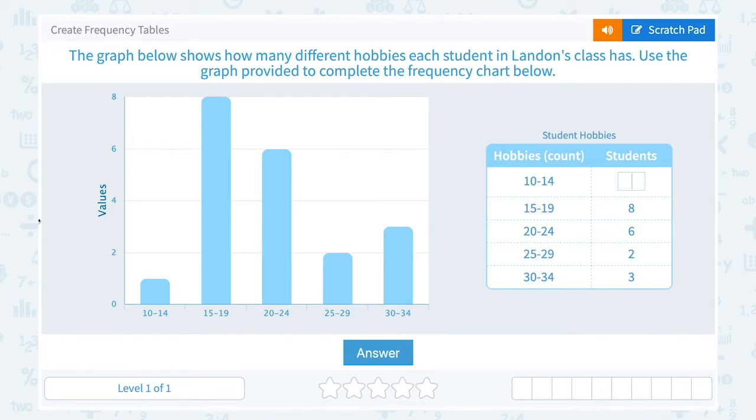Let's take a look at how to create frequency tables. The graph below shows how many different hobbies each student in Landon's class has. Use the graph provided to complete the frequency chart below.